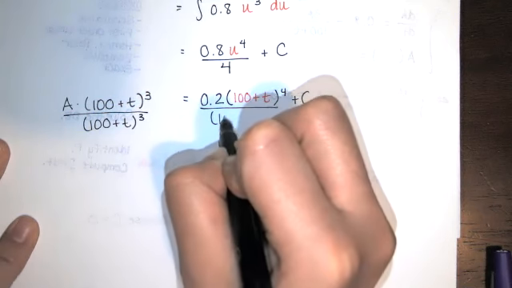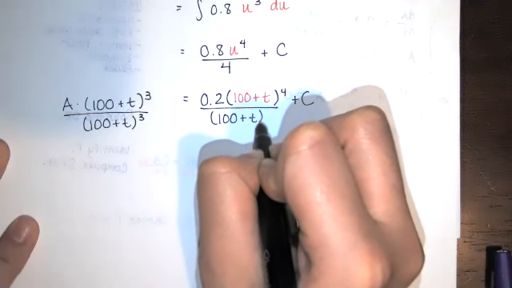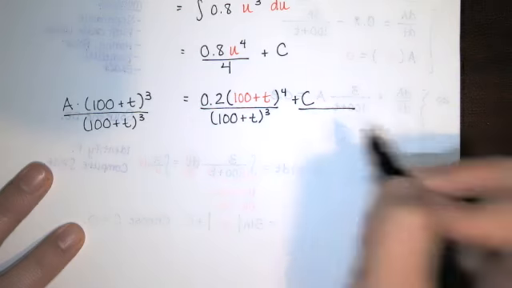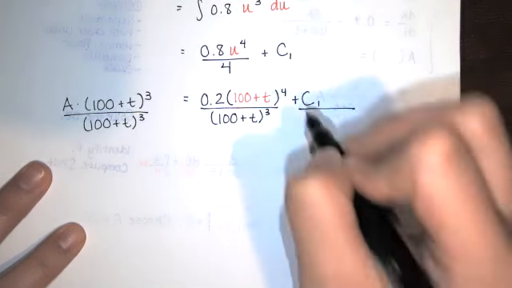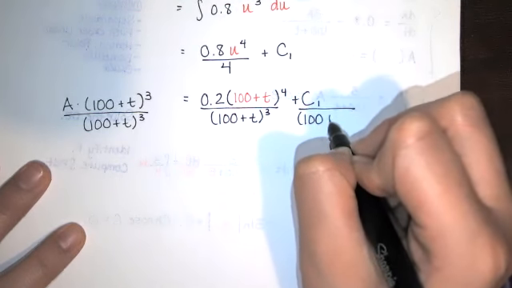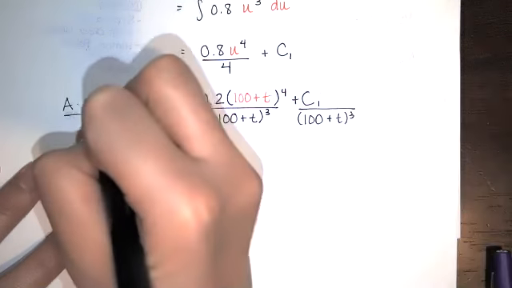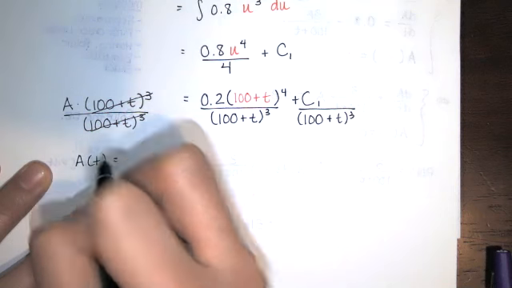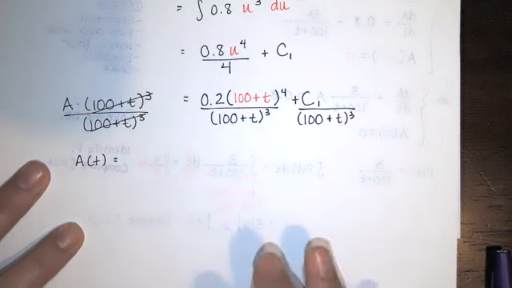Now, a lot of students make the mistake of not dividing this constant by the integrating factor. Actually, we used c for something else. I'll call that one c1. The c needs to be divided by the integrating factor as well. So now we've got a of t. This is the general solution of that first order differential equation.